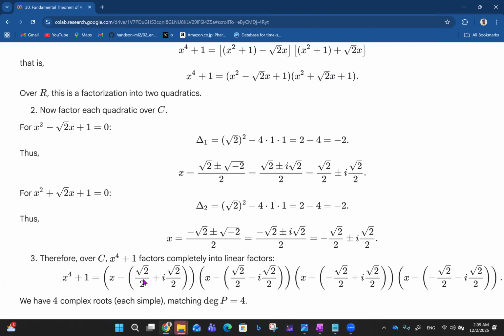x to the 4 plus 1 is x minus the first one, root 2 over 2 plus i root 2 over 2, then the second one, x minus root 2 over 2 minus i root 2 over 2 from here. Then the other two come from this one: x minus minus root 2 over 2 plus i root 2 over 2, and x minus minus root 2 over 2 minus i root 2 over 2. So we have 4 complex roots, each simple, matching degree of P of 4. It is simple because each of the 4 roots has a multiplicity of 1. So they all add up to degree 4.